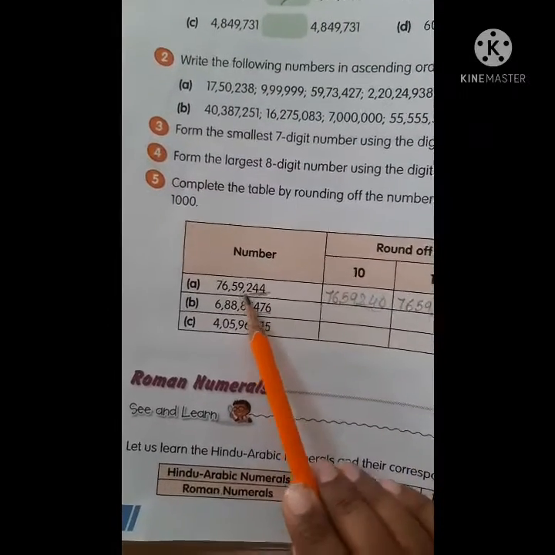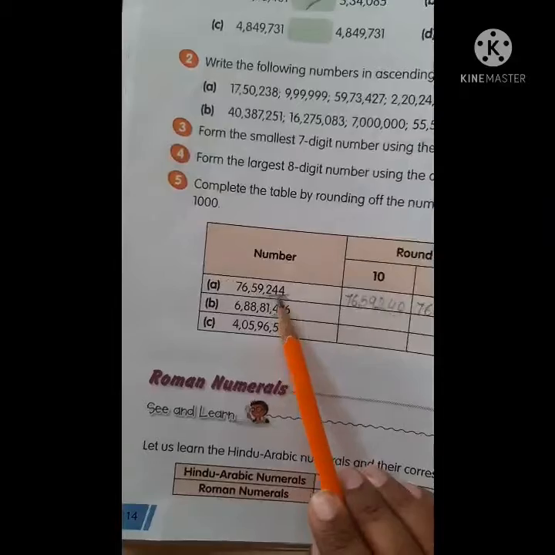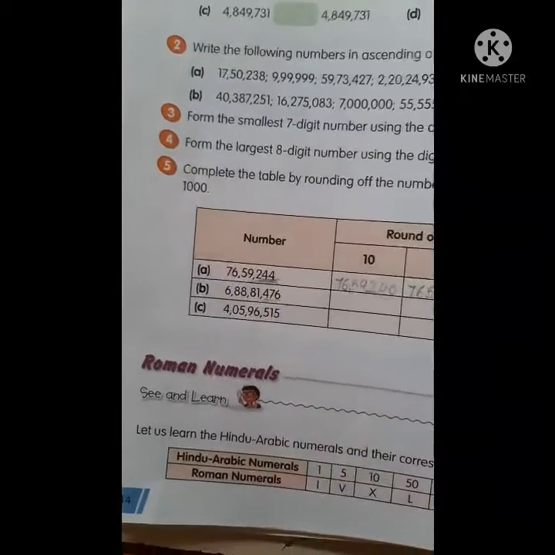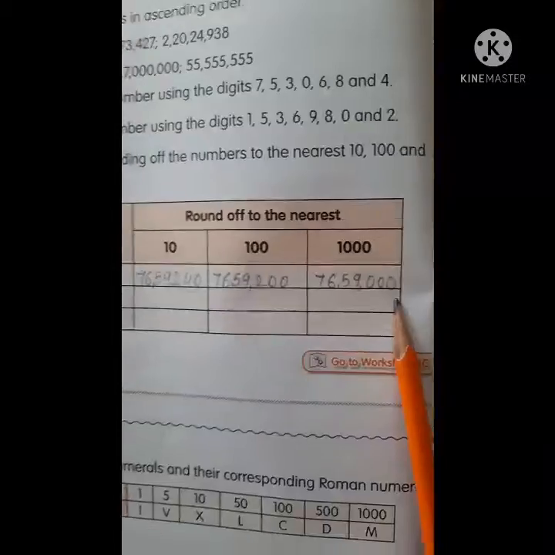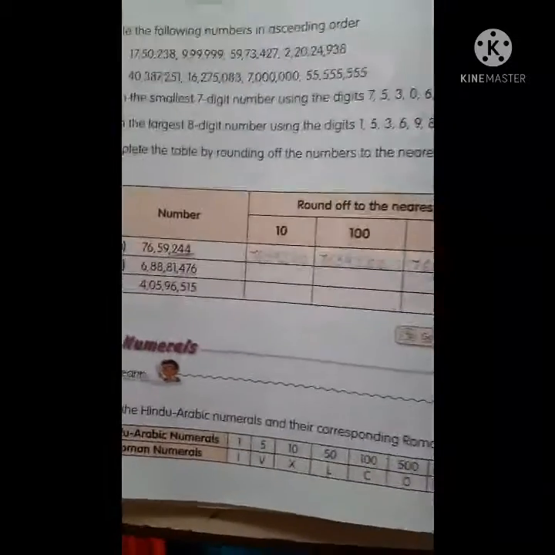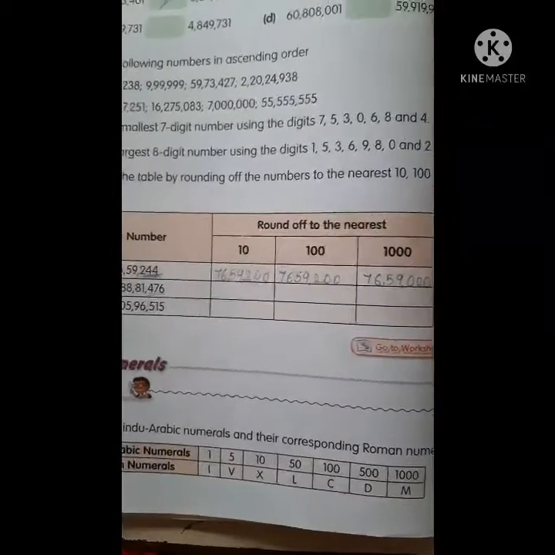See here, 3 digits. Now it is 244, which is less than 500. So we will write here 9000. Okay, understood? This we already know, we have done it in earlier classes.